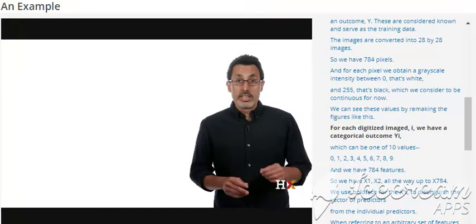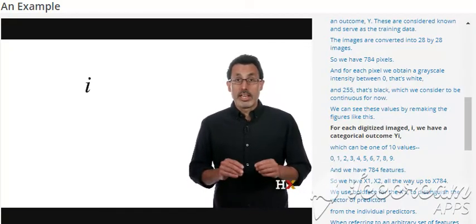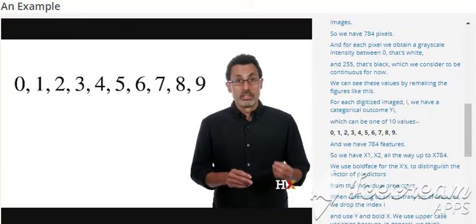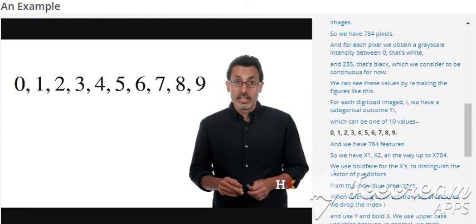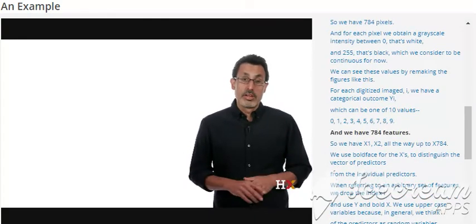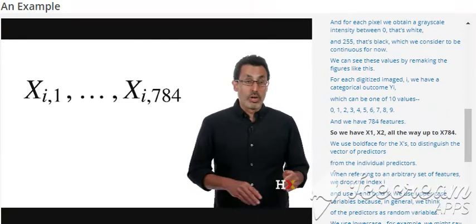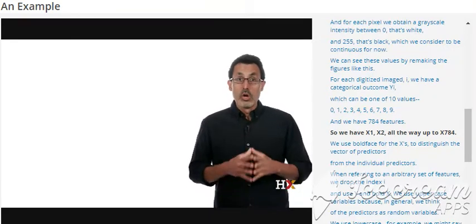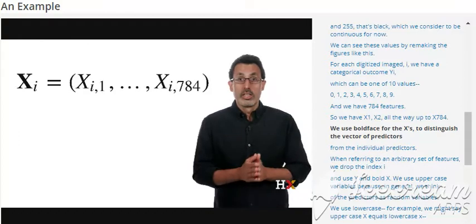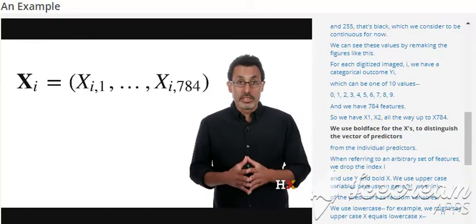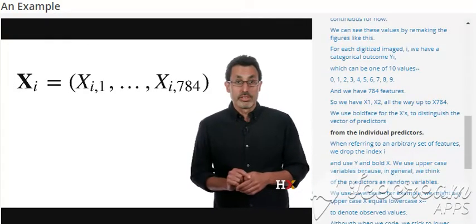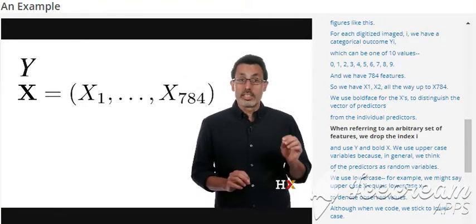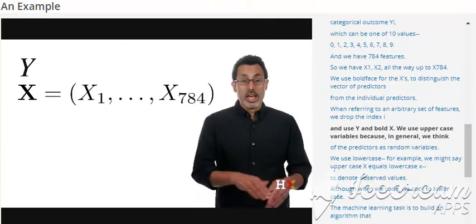For each digitized image i, we have a categorical outcome y_i, which can be one of 10 values: 0, 1, 2, 3, 4, 5, 6, 7, 8, 9. And we have 784 features, so we have x1, x2, all the way up to x784. We use boldface for the x's to distinguish the vector of predictors from the individual predictors. When referring to an arbitrary set of features, we drop the index i and use y and bold x.